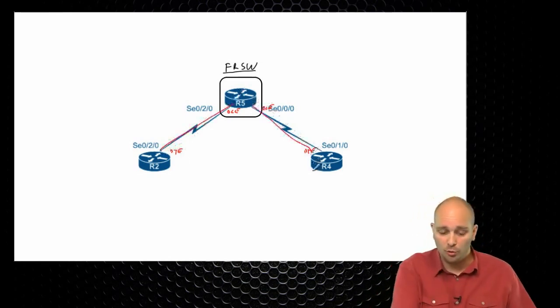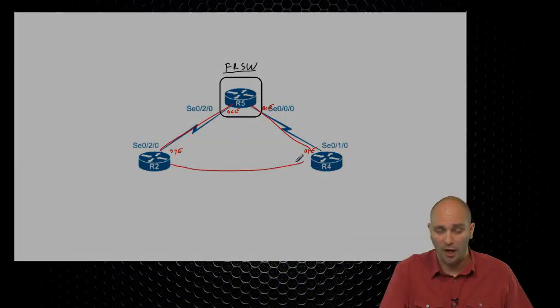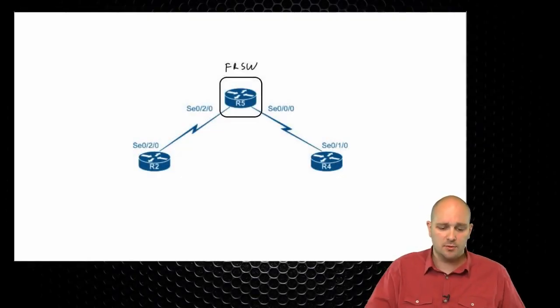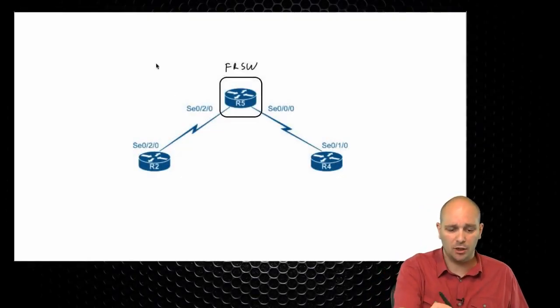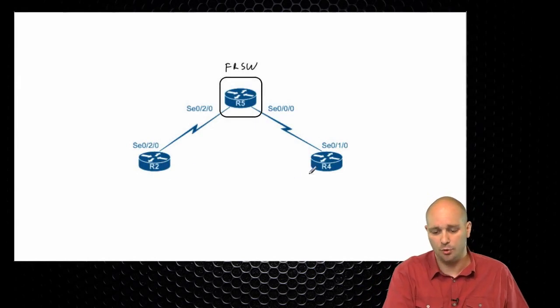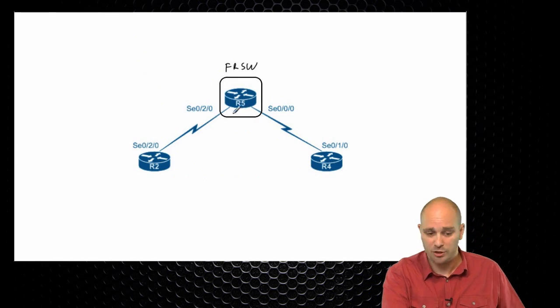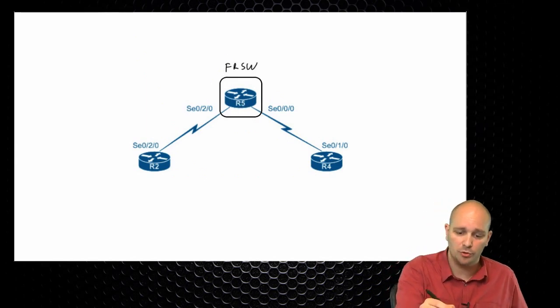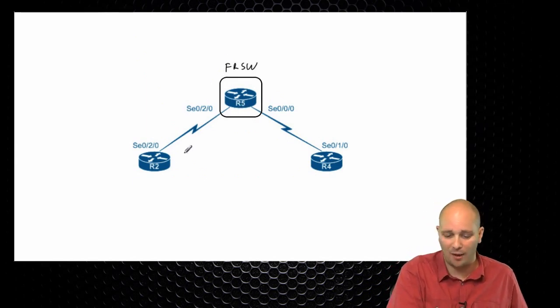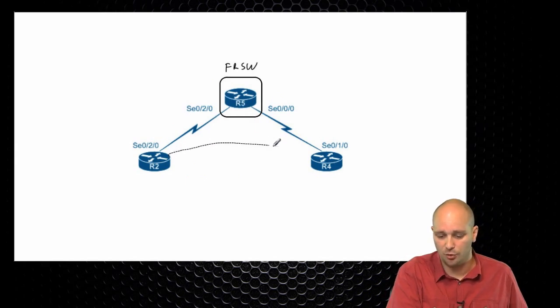Now, we do not yet have the connection between R2 and R4. What we're going to do now is make the connection between R2 and R4. So our R5 is the frame relay switch, so that doesn't change. What we want to do is let's have a black connection between R2 and R4.